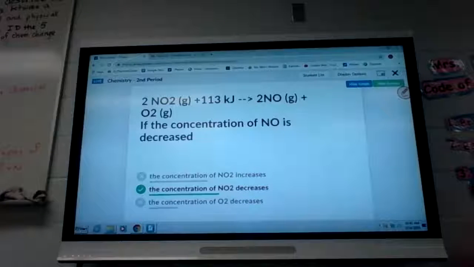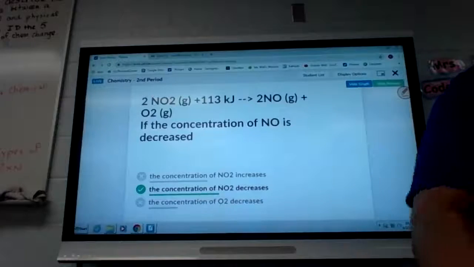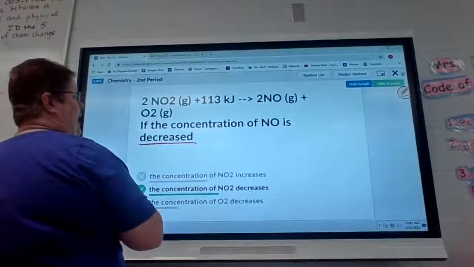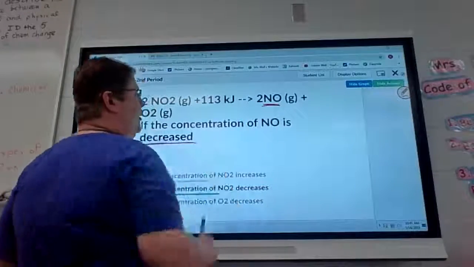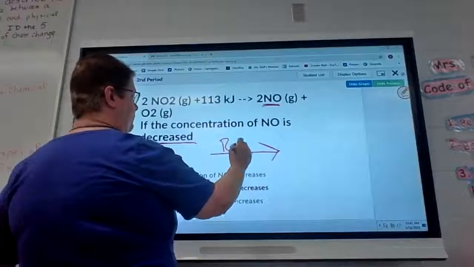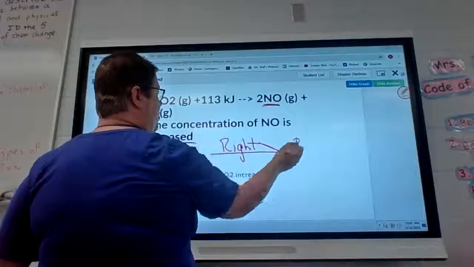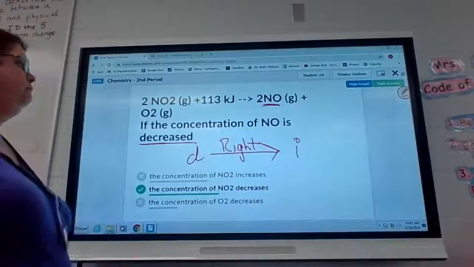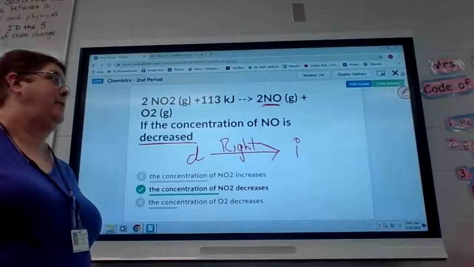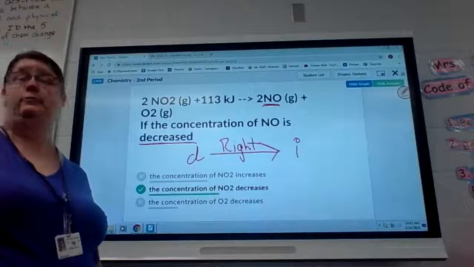44%. So if we look at the question, what's the rule? It stays on the same side. If concentration is decreased, it stays on the same side. What side is NO on? So it stays to the right. Okay? It shifts right. So that means this side will increase and this side will decrease. You got to get that far. If you can't do that, you're just saying eeny, meeny, miny, mo.